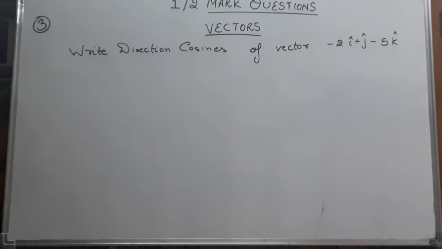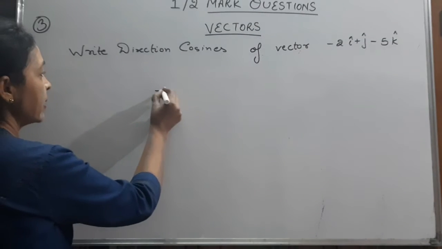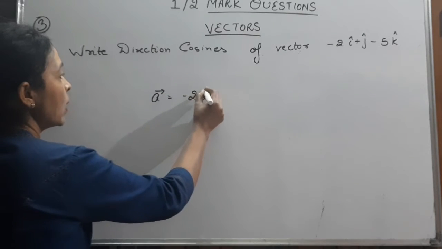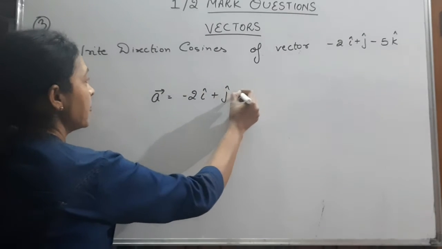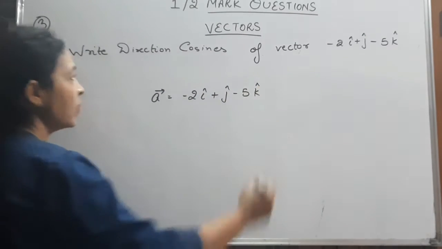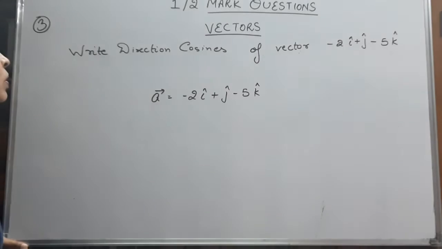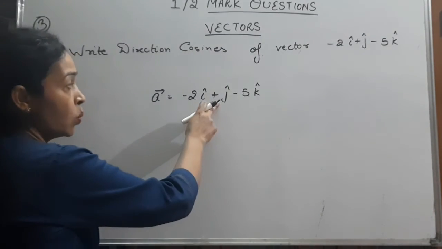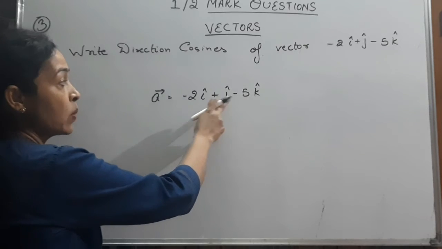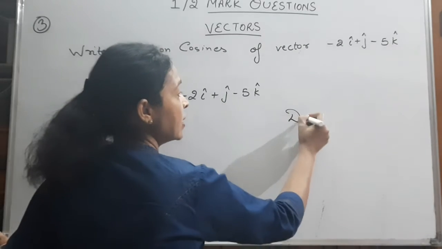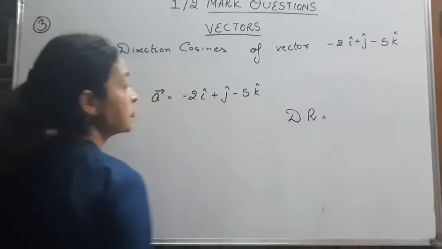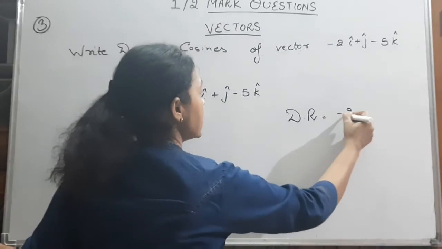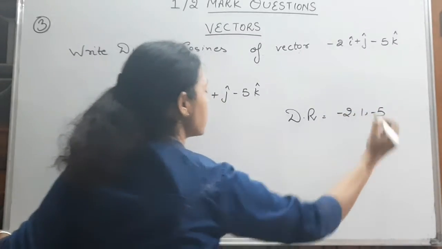Write the direction cosines of vector A, which is minus 2i cap plus j cap minus 5k cap. We have to find the direction cosines of this vector. The component of i cap is minus 2, component of j cap is 1 and minus 5. These are direction ratios. Direction ratios are minus 2, 1 and minus 5.